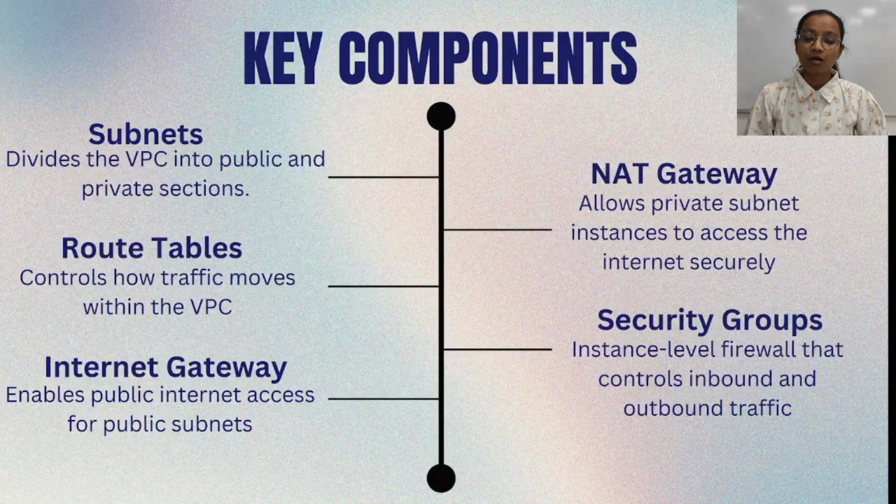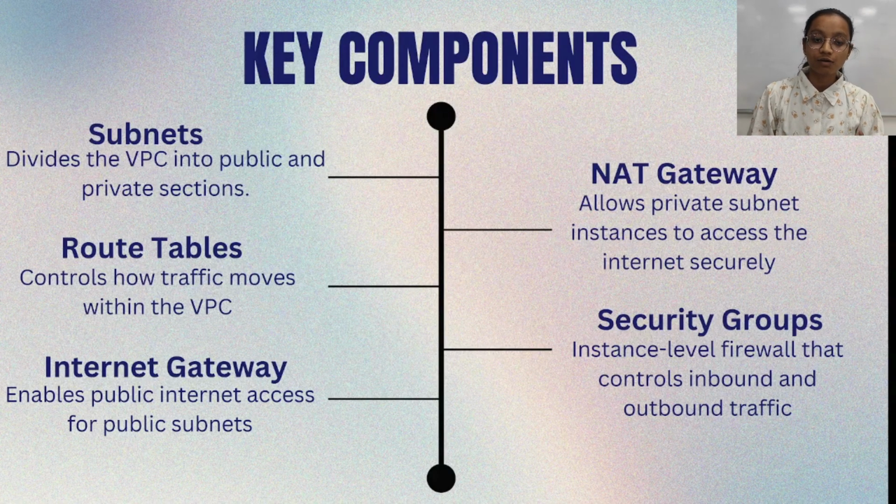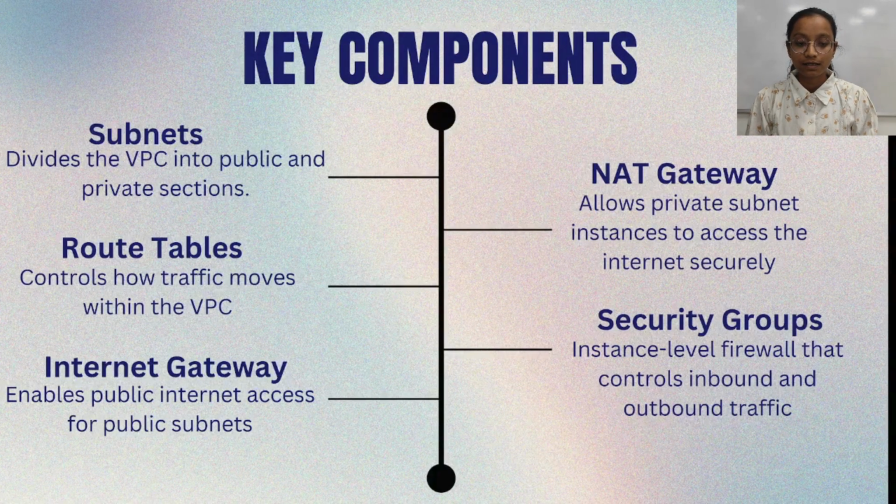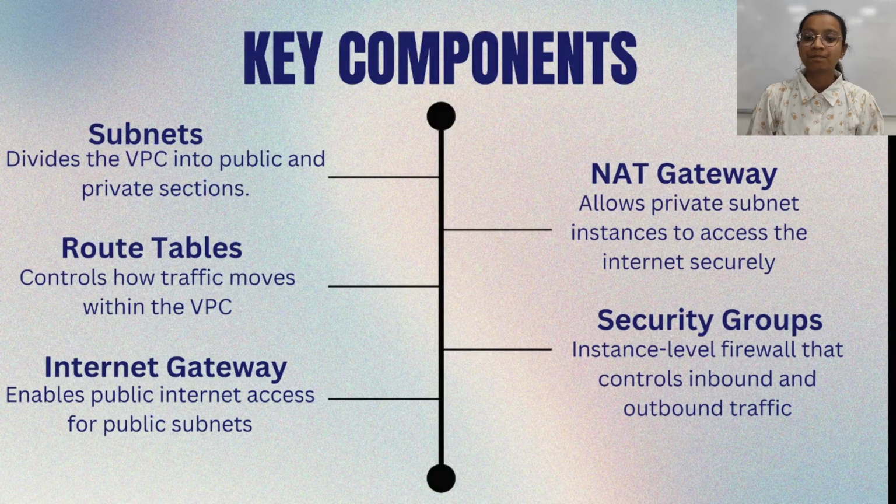Now, let's talk about some of the key components. Subnet: it divides the VPC into public and private sections. Route tables control how traffic moves within the VPC. Internet gateway enables public internet access for public subnets. NAT gateways allow private subnet instances to access the internet securely. Security groups are instance-level firewalls that control the inbound and outbound traffic.